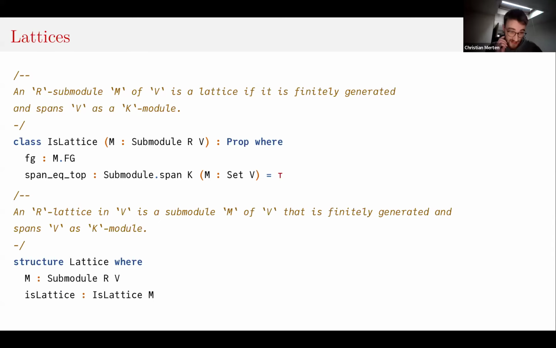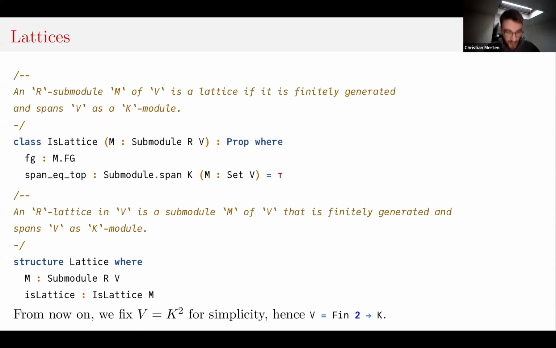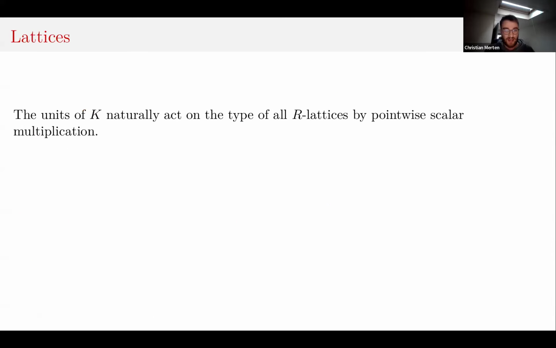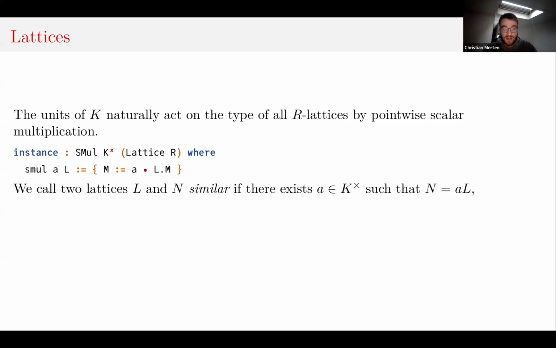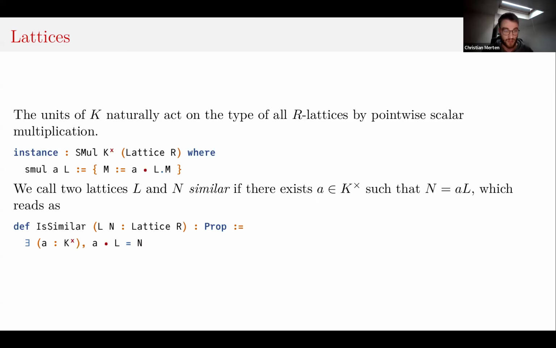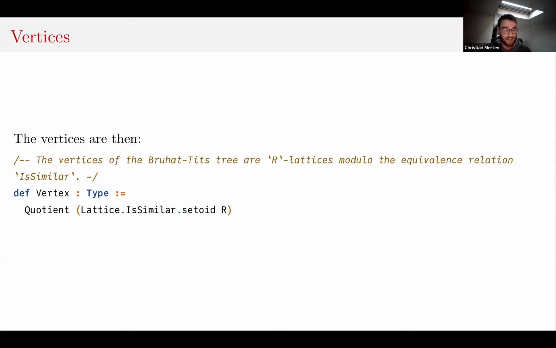I told you a little lie that these lattices are the vertices, but it's not really far from being the vertices. And for simplicity, we now just fix V to be K². And namely the vertices are not exactly the lattices, but some equivalence classes. And these equivalence classes are obtained from, we have an action of the units of K on the R-lattices, just by scalar multiplication. So we have this instance, and we then say two lattices are similar if they agree up to some non-zero unit scalar multiple. Which then reads as two lattices L and M are similar if there exists some a in K units, such that a times L is M. Okay, and the vertices are then the quotient by this relation is similar.